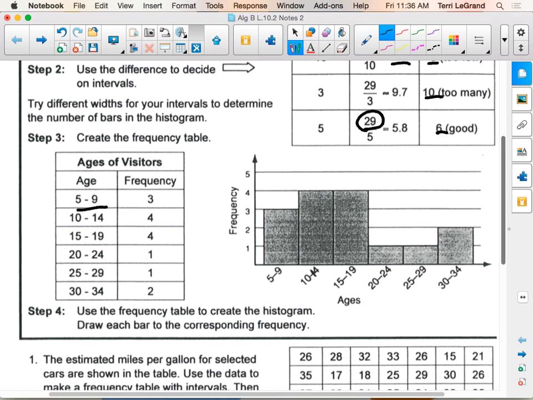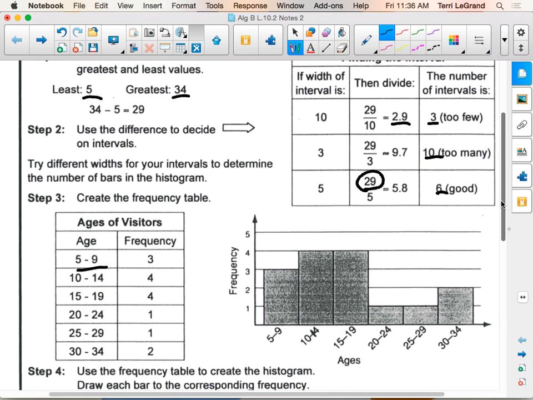But remember what I said, to make sure that we count both the numbers at both ends, we have to add 1. So 5 and 9 is really actually 5 ages, like Cody said, it's age 5, 6, 7, 8, and 9. So all of those ages would go into that interval. And then the next interval is 10, 11, 12, 13, 14. All the ages would go into that interval.